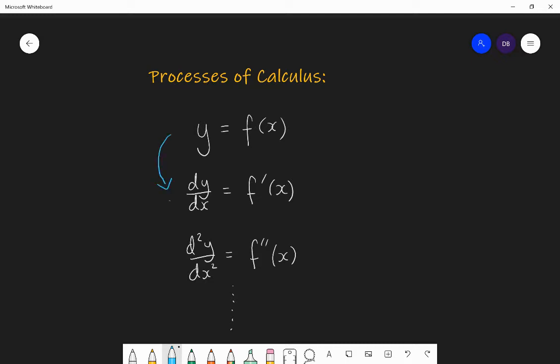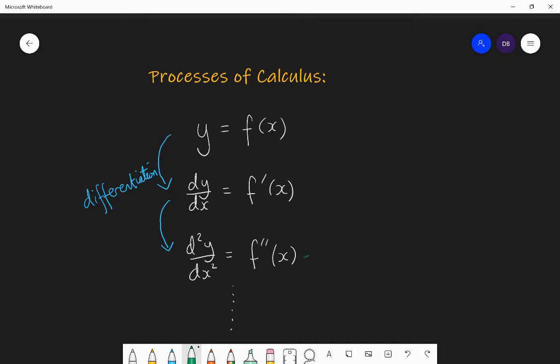As we go down through the derivatives, that process is differentiation. Differentiation takes us from one derivative to the next derivative. It takes us from the curve to the gradient function, to the gradient of the gradient function, etc., all the way down.